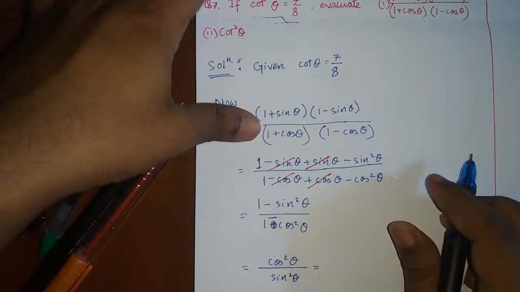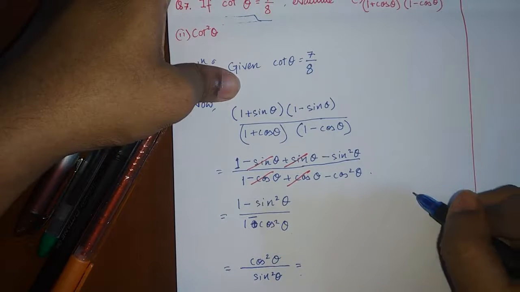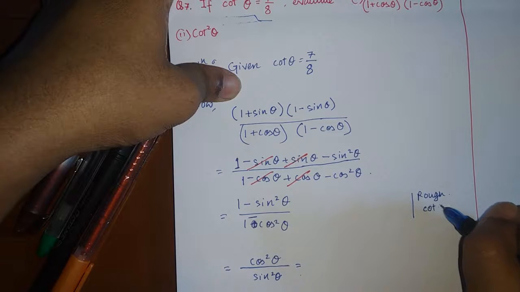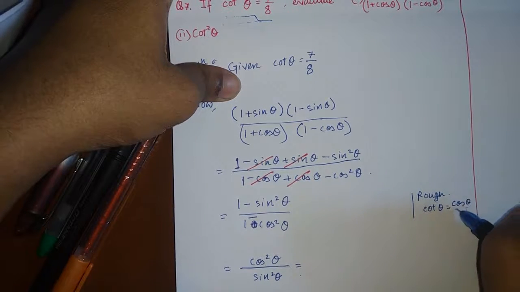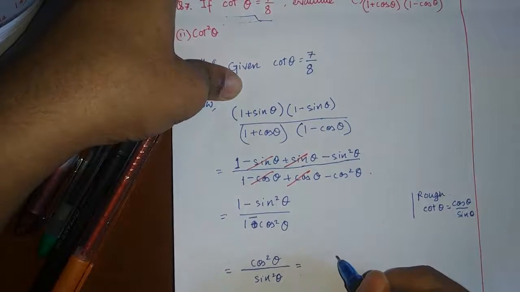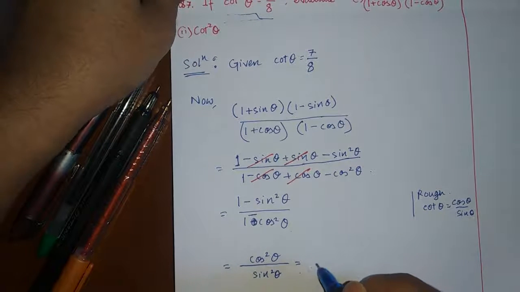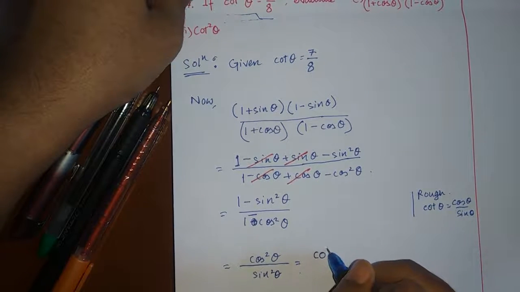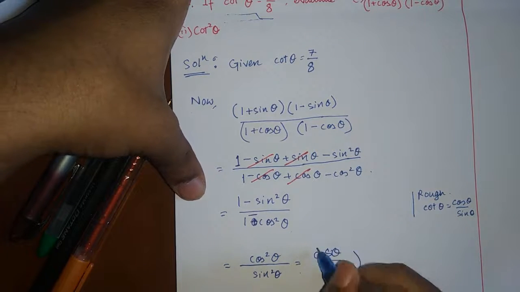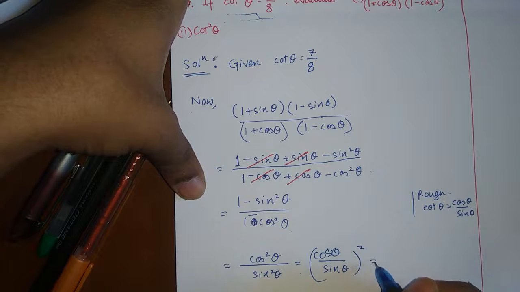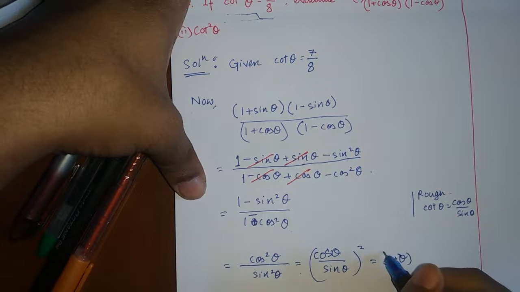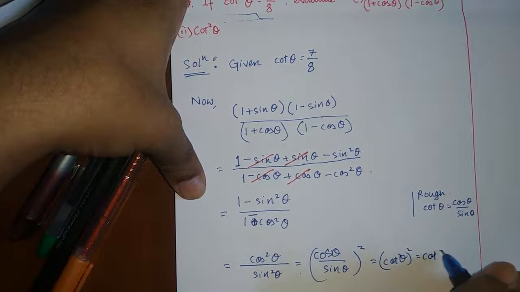So let me tell you, just let me remind you that cot theta equals cos theta by sin theta. Remember this, as I have told you in the first class only. So cos square theta by sin square theta, you can write this as cos theta by sin theta whole squared, and cos by sin is equal to cot theta, so whole square, which is cot square theta.